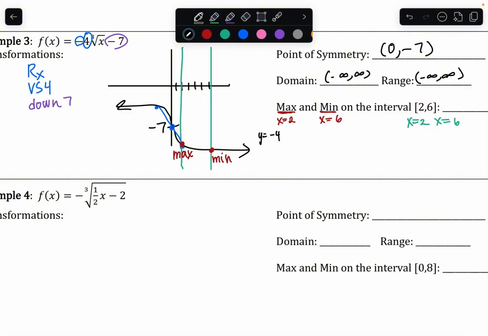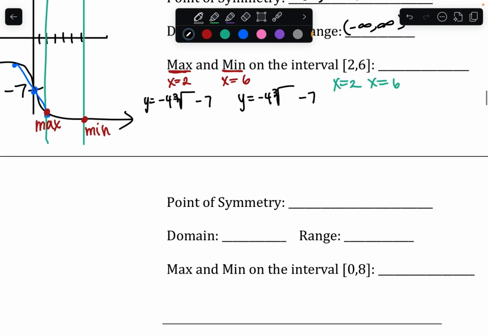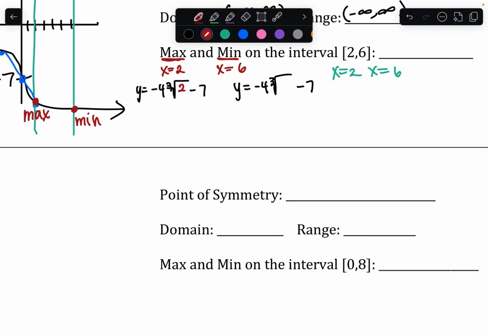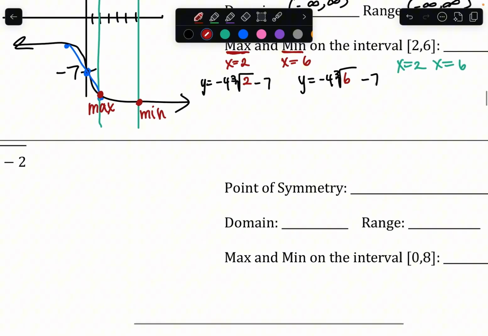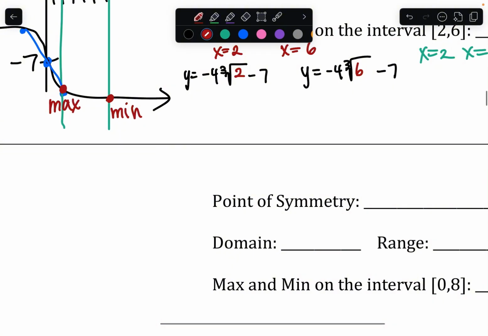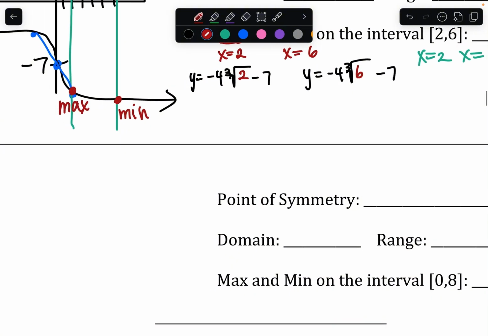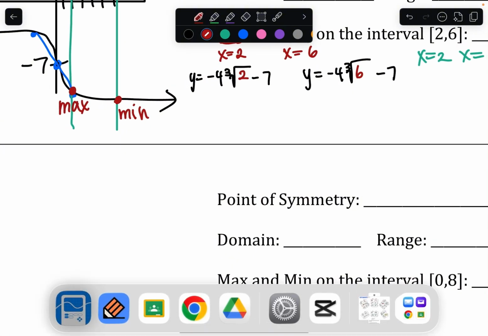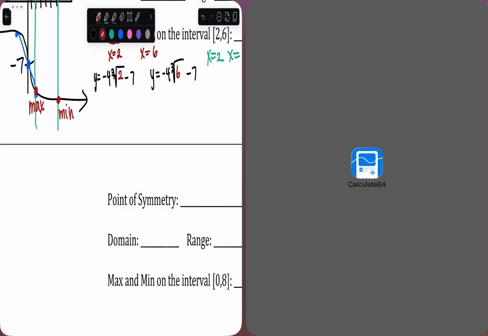And so I'm going to plug each of these values into my original equation, which has a negative 4 cube root of x minus 7. We're plugging in x equals 2, and then we're going to plug in x equals 6. Okay, 2 is not a perfect cube, so these are not going to be nice numbers. And so if you have a calculator, you can get the decimal approximation.